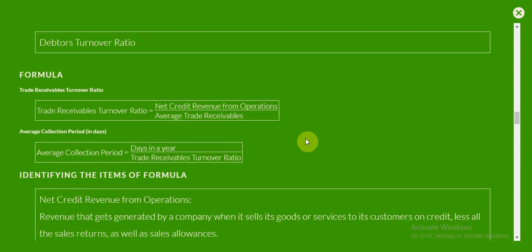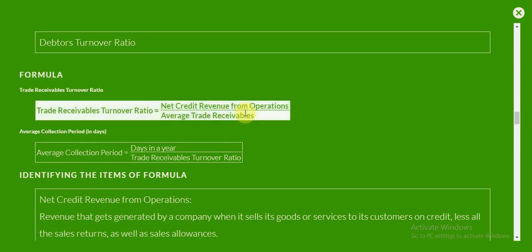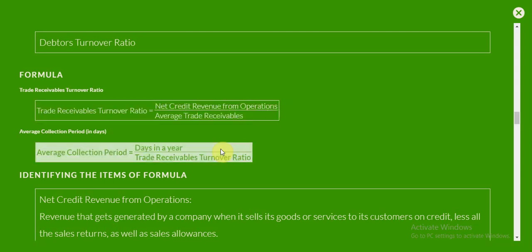This debtor cycle starts from the point when we make credit sales and ends when we collect back cash from our debtors. So this ratio shows us how many such cycles are happening in our business in 1 year. Now we cannot stop with this alone. We will also have to find out the average collection period, that is how long we take to collect back cash from a debtor. This can easily be found out by dividing the number of days in a year by the trade receivables turnover ratio.